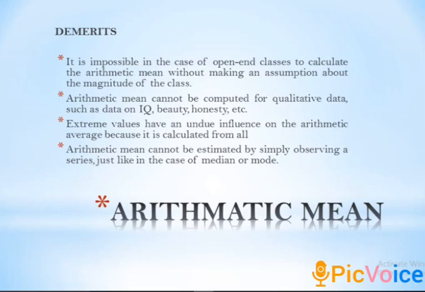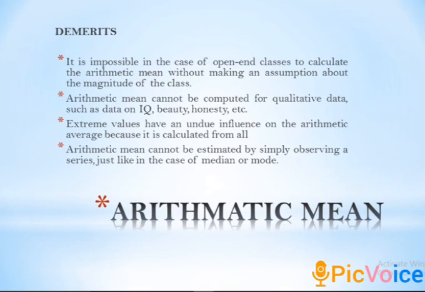Demerits of arithmetic mean क्या है? First है, it is impossible in case of open-ended classes to calculate the arithmetic mean without making an assumption about the magnitude of the class. Second, arithmetic mean cannot be computed for qualitative data, such as data on IQ, beauty, honesty, etc.